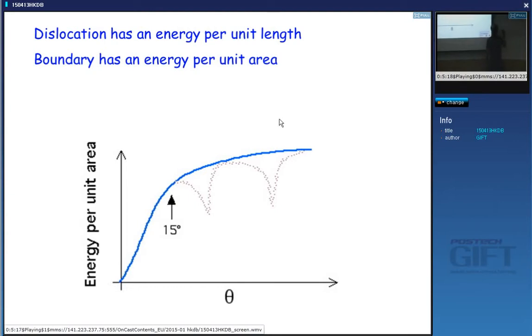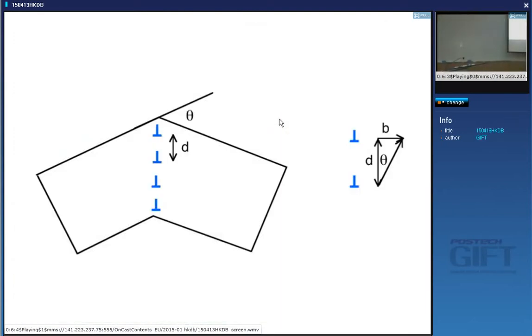So the boundary energy per unit area, we will label sigma. Therefore, sigma is equal to the energy per unit length of a dislocation multiplied by the number of dislocations I have per unit area of interface. So multiplied by length of dislocation line per unit area of interface. And we have a relationship between the spacing of dislocations. So the tangent of theta is equal to the Burgers vector divided by the spacing of dislocations.